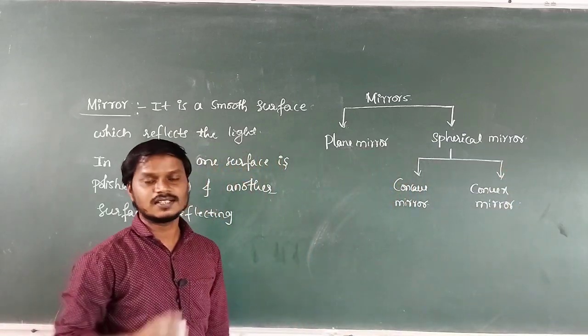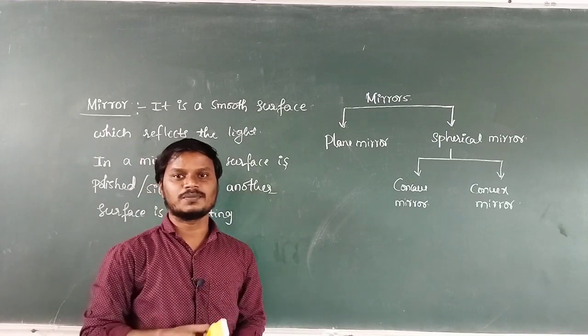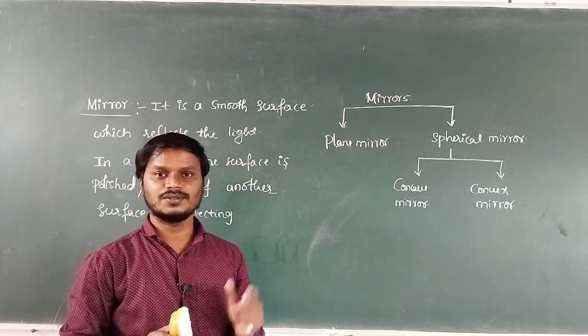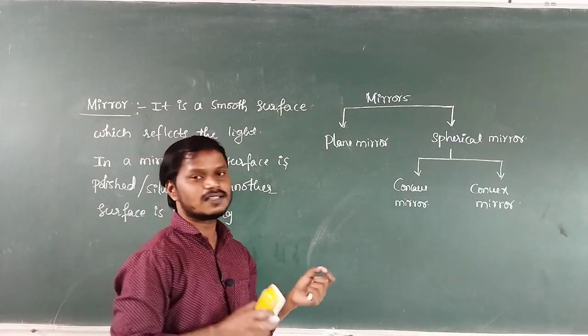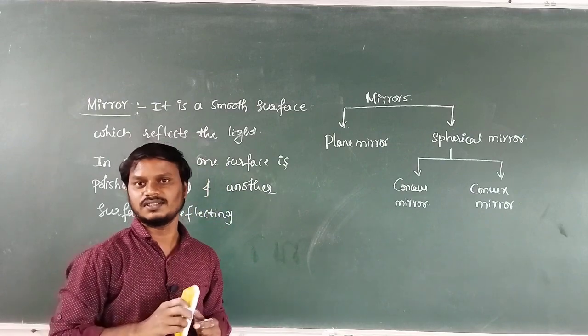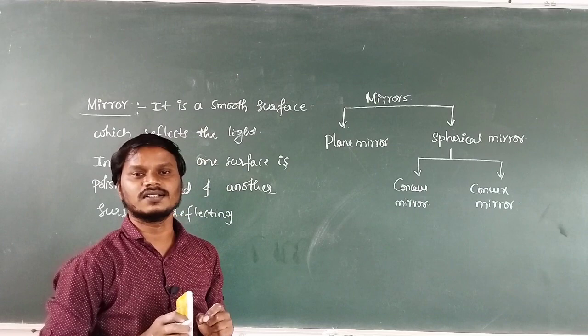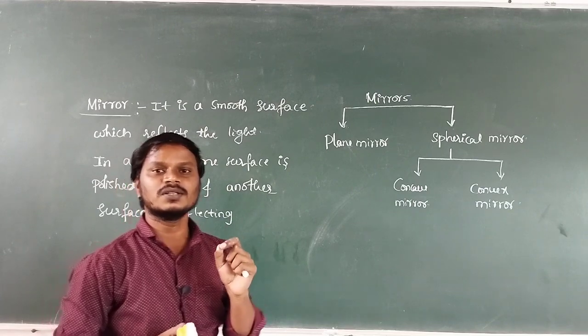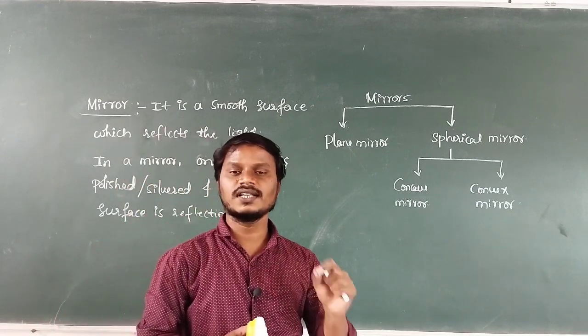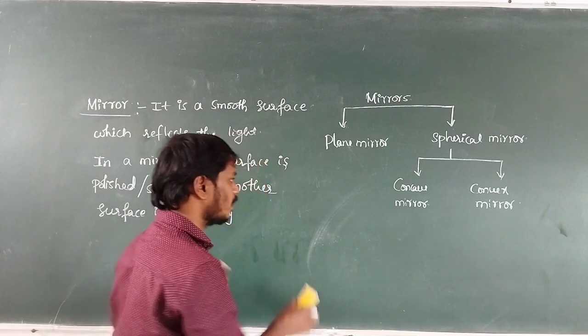So, spherical mirrors in Kannada are called Goliya Darpana. Then plane mirror is called Samatala Darpana. Now, let us discuss what is plane mirror. Plane mirror is a mirror whose reflecting surface is planar or flat.